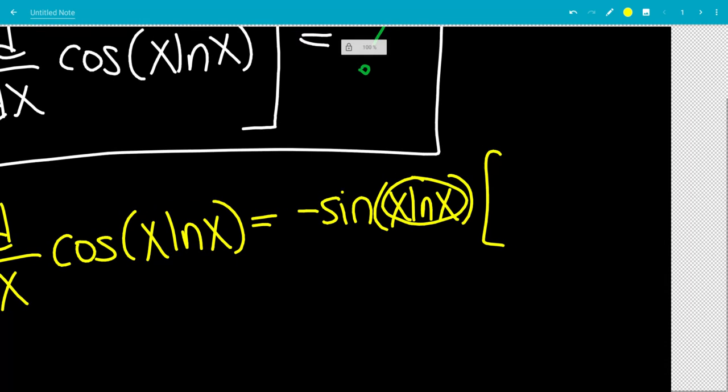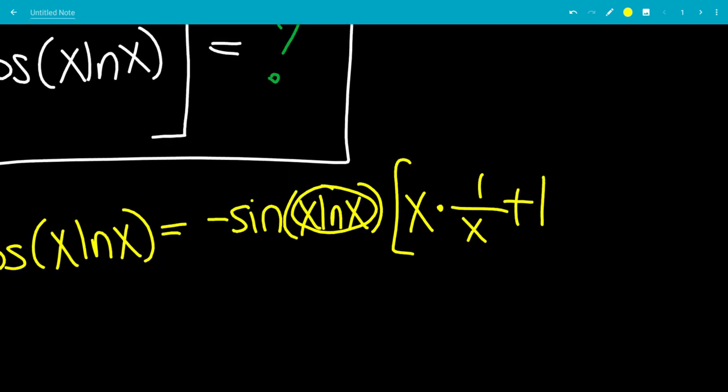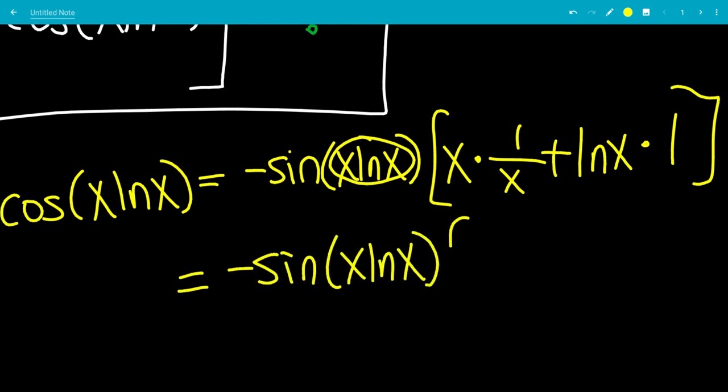So we'll do the first times the derivative of the second. The derivative of ln x is 1 over x, plus the second, which is ln x, times the derivative of the first, which is just 1. So this will be negative sine of x ln x times 1 plus ln of x.